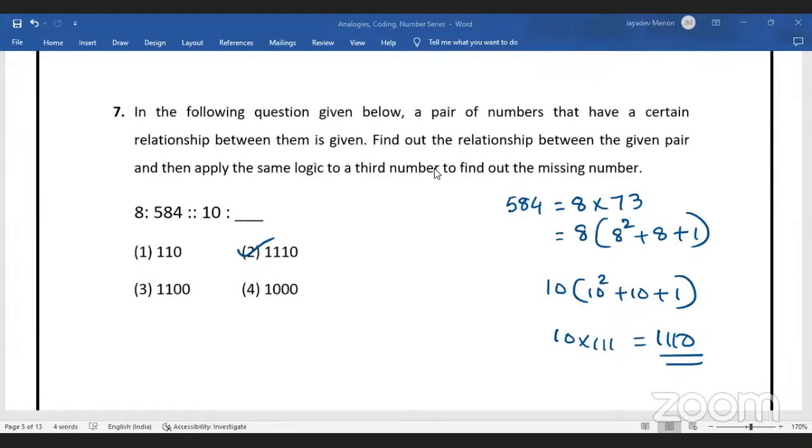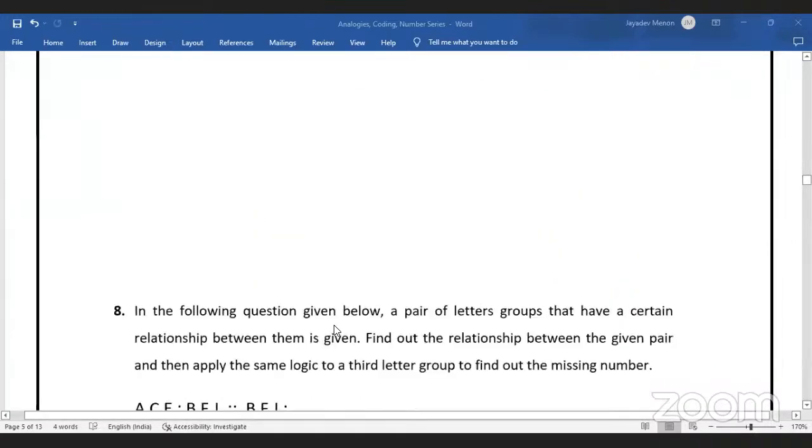The pattern is the first pair 8 and 584. 584 means it is 8 into 8 square plus 8 plus 1. So in the same way, the missing number in the second pair will be 10 into 10 square plus 10 plus 1, which is 1110. Next question.